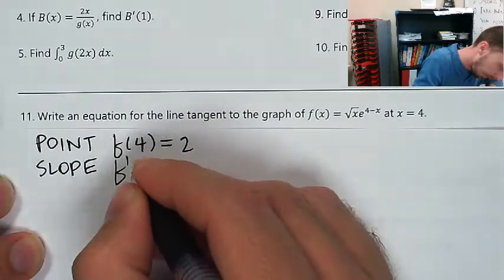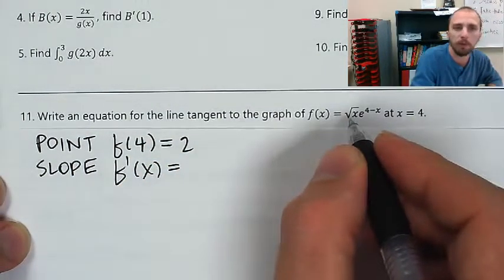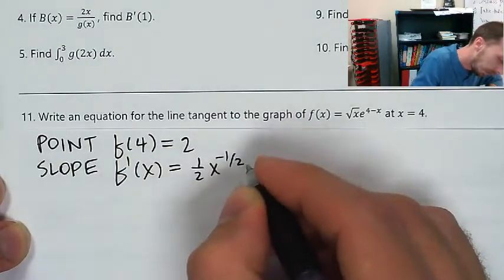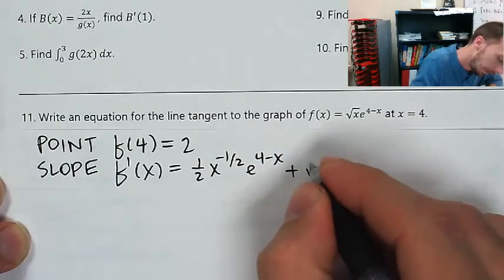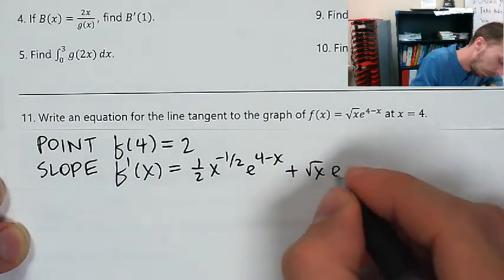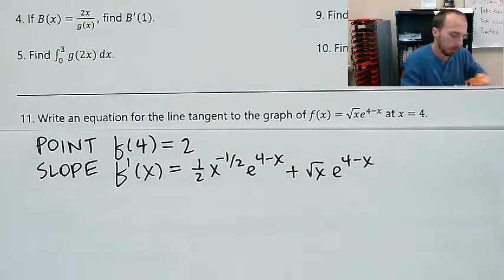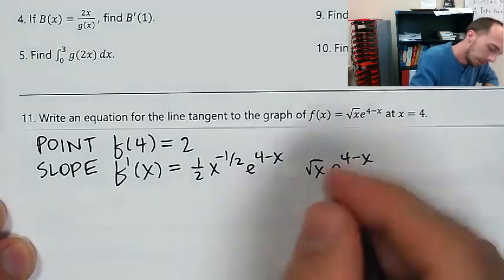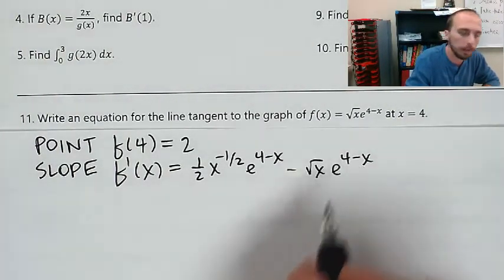Okay, f prime of x is equal to, I'll take the derivative of square root x first. That's 1/2 x to the negative 1/2. Leave e to the 4 minus x the same. Then I'll add in, leave square root x the same, and take the derivative of e to the 4 minus x. Well, that's going to be e to the 4 minus x multiplied by negative 1 for the chain rule, so I might just take that from a positive and make it a negative, for the chain rule on that negative x right there.